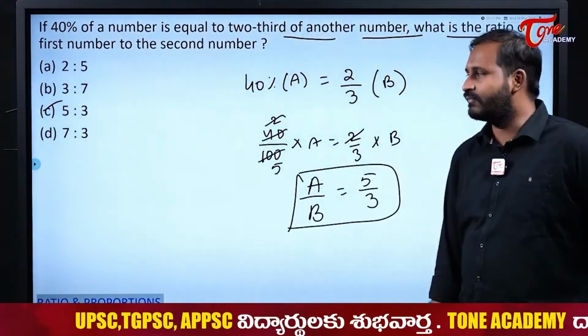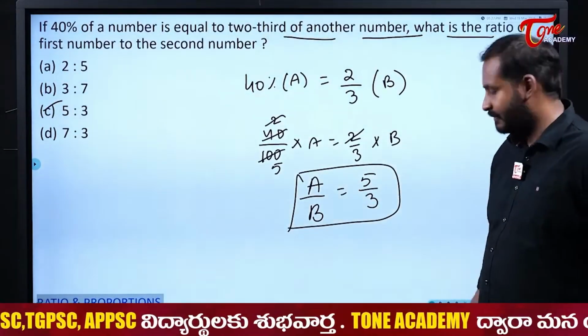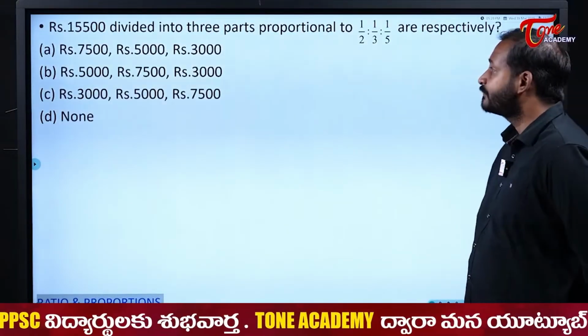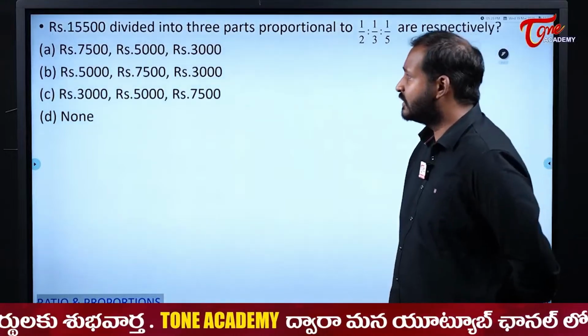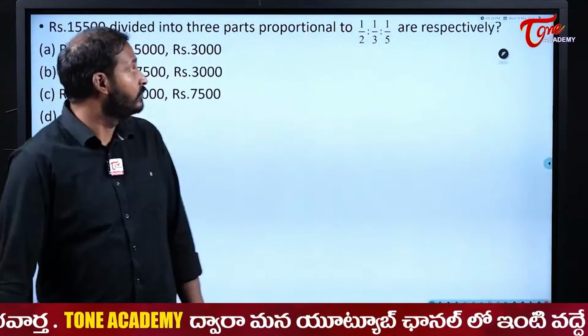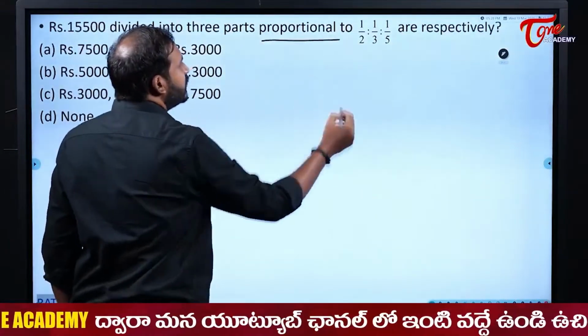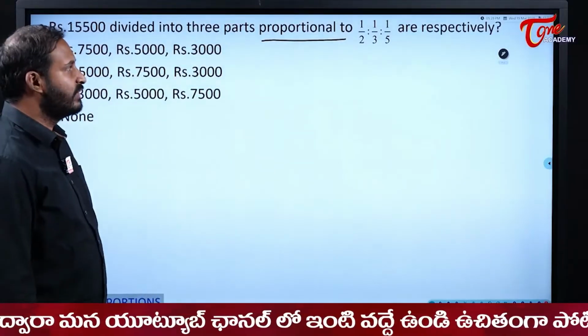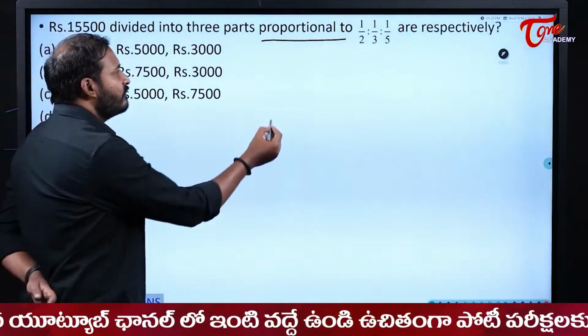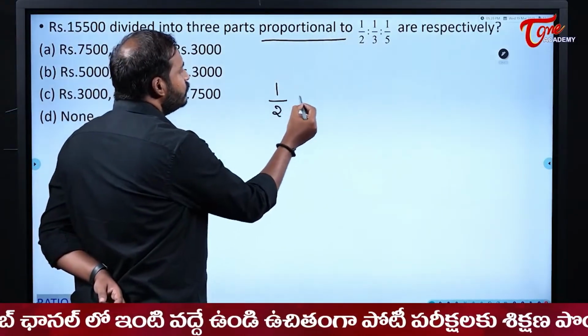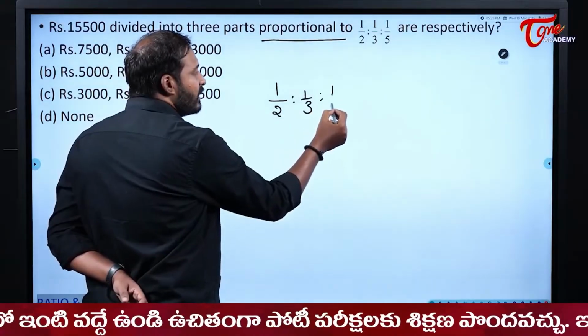A is to B is equal to 5 is to 3. First number is to second number. Okay, next one. Rupees 15,500 divided into 3 parts proportional to 1 by 2 is to 1 by 3 is to 1 by 5 respectively. I need to divide in what ratio? 1 by 2 is to 1 by 3 is to 1 by 5 here.